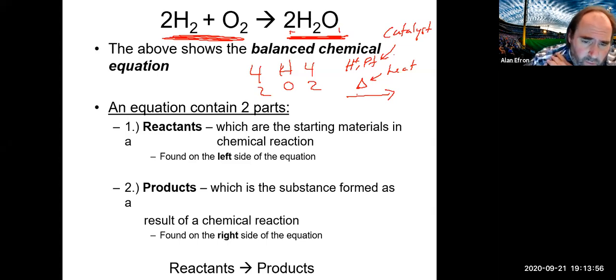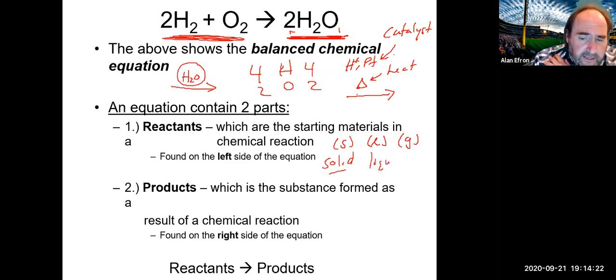Sometimes you may even see water put on top of the arrow, and that usually implies that you took something and dissolved it in water. In addition, in the actual chemical equation, next to the formulas we often see S, L, and G written. S means the substance is in the solid state, L means it's in the liquid state, and G means it's in the gas state. Another common symbol we see next to formulas is AQ. That means aqueous, and that's usually some type of water environment.